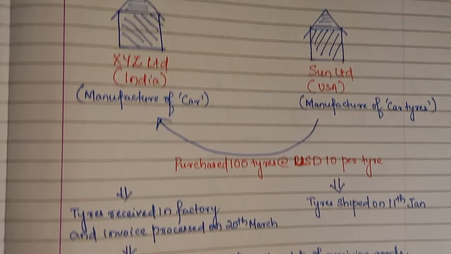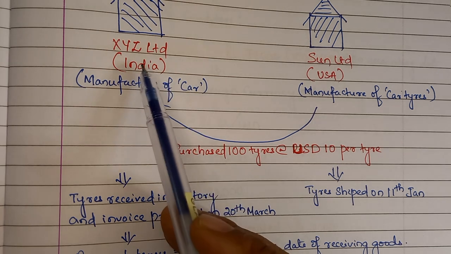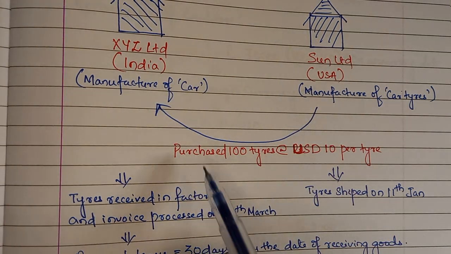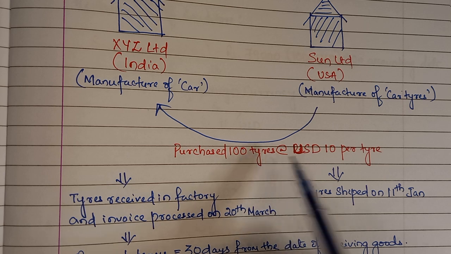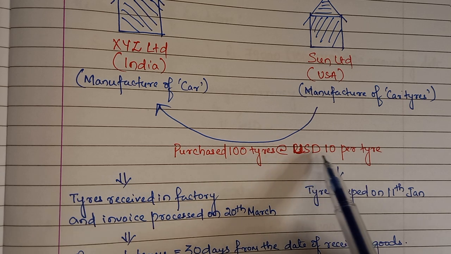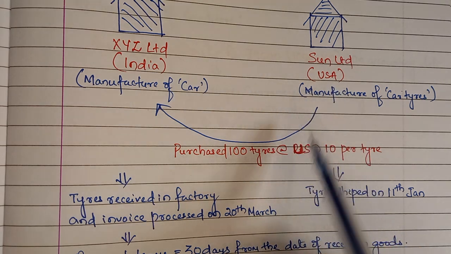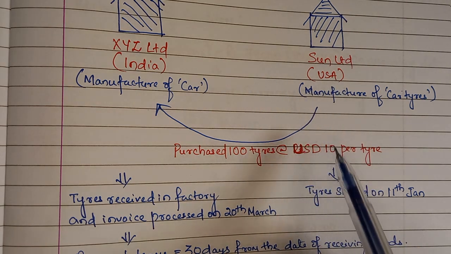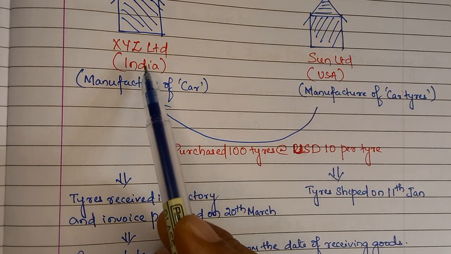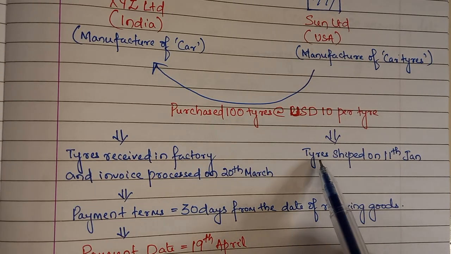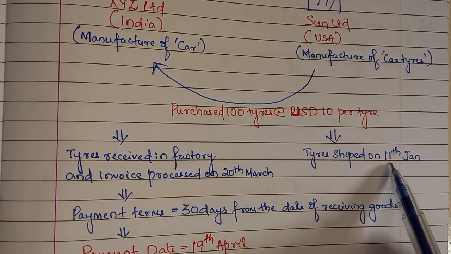Now, what is the transaction we are going to have? XYZ Limited is purchasing tires from Sun Limited. Purchased 100 tires at the rate of $10 per tire. So Sun Limited is selling to XYZ each tire at the rate of $10. And how much quantity has XYZ purchased? 100 tires. Now, these tires were shipped on 11th January.